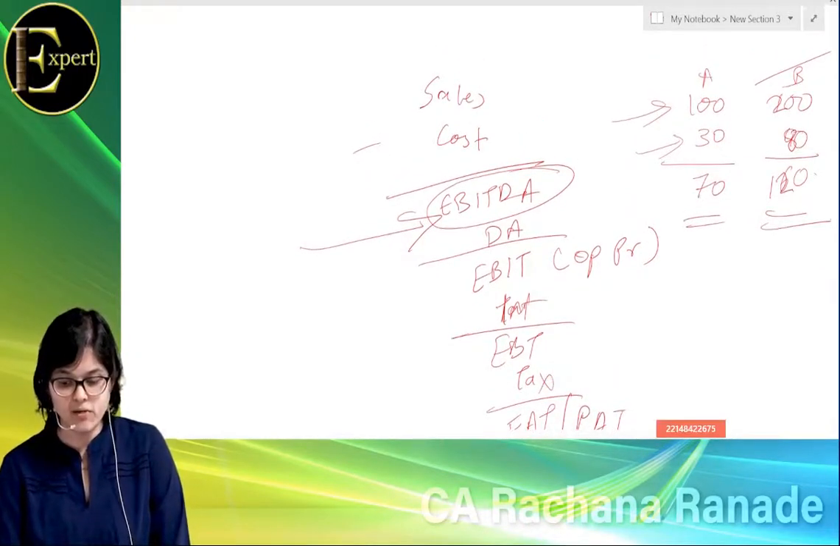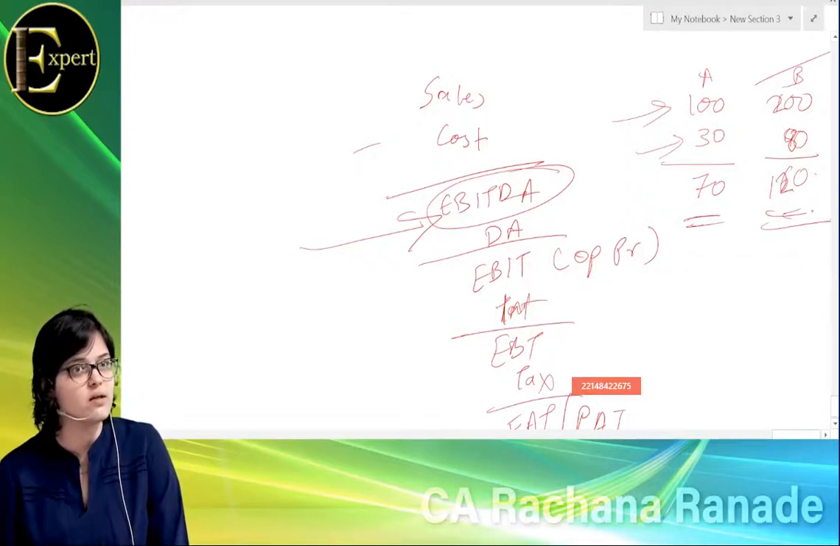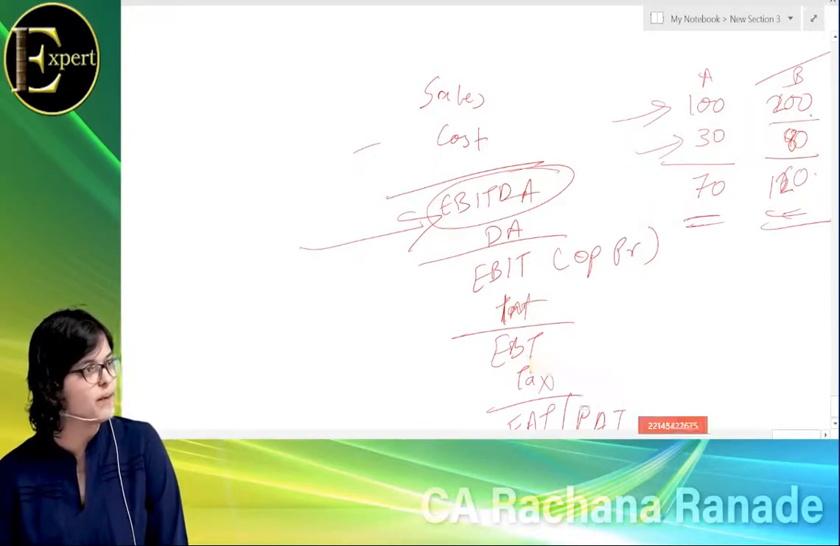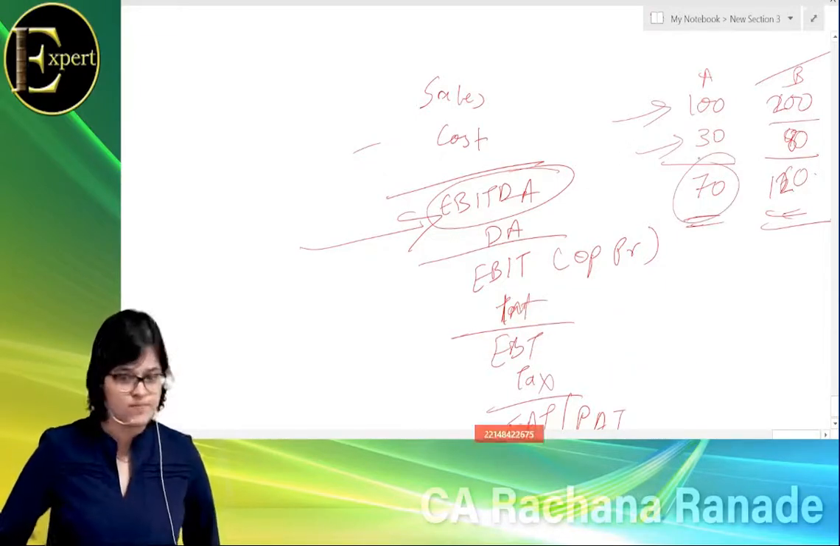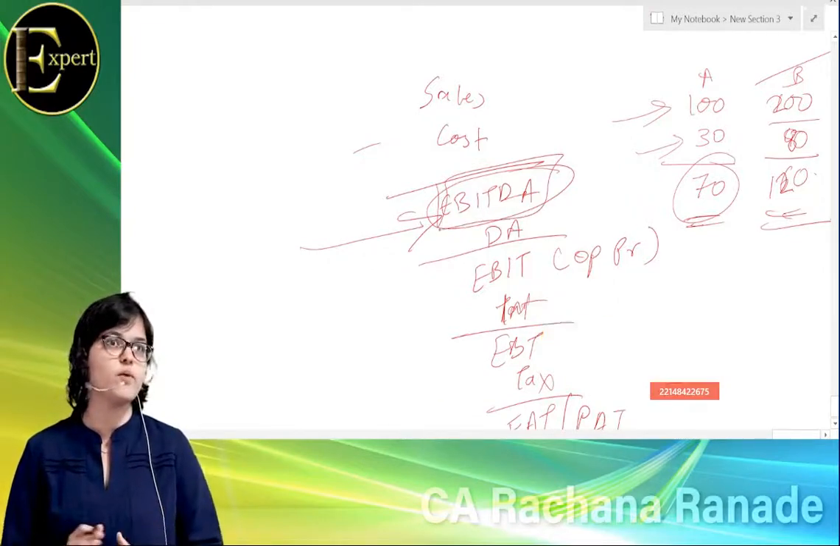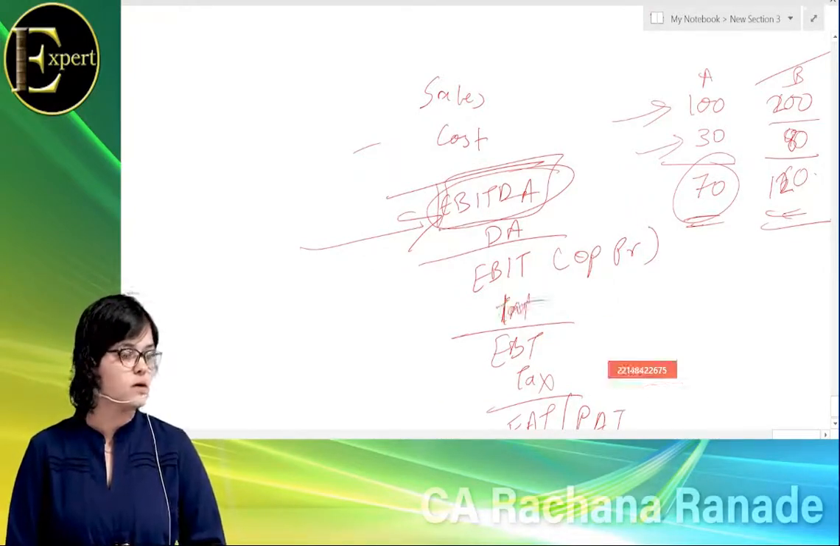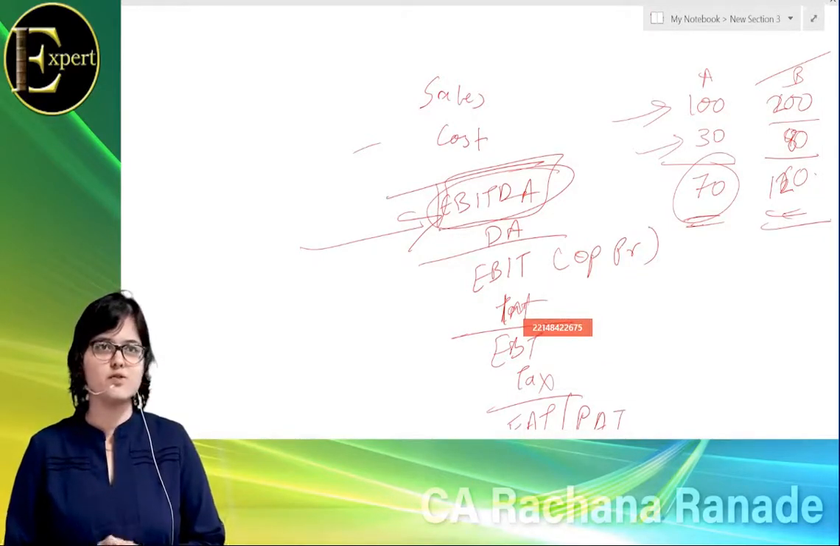But then what did I tell you? Don't directly compare 70 and 120. Also check their efficiency level. Divide this by 2 to make it comparable. Then we might understand that A is actually doing much better than B. So that is why this EBITDA component is very, very, very important. But what is the unfortunate thing? Does it appear directly in the P&L? Never. It does not appear in the P&L.